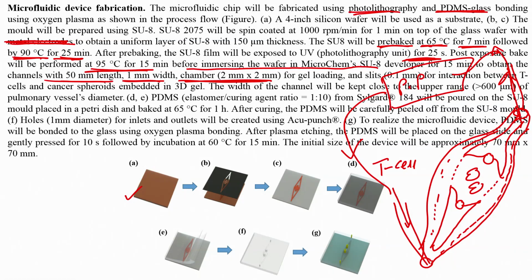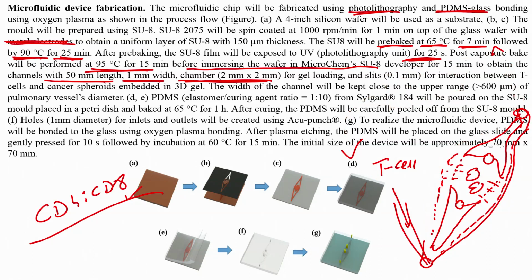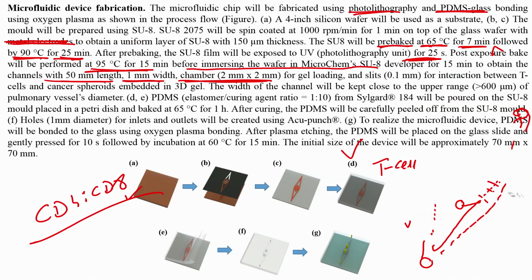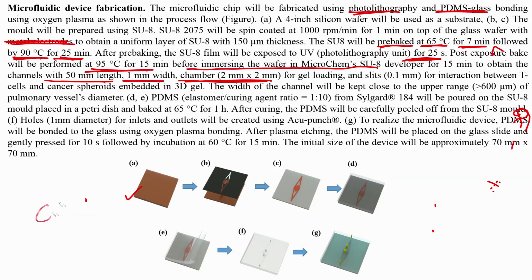Alright guys, it is very easy, and then it will interact. You see, T cells can diffuse through this region if there are chemoattractants, and after 24 hours of flow we will measure the CD4 CD8 ratio. That is our idea. So, for this kind of work we have now fabricated a microfluidic chip.